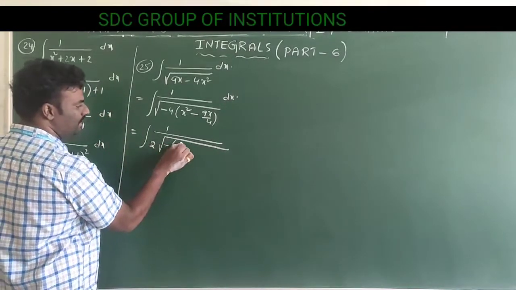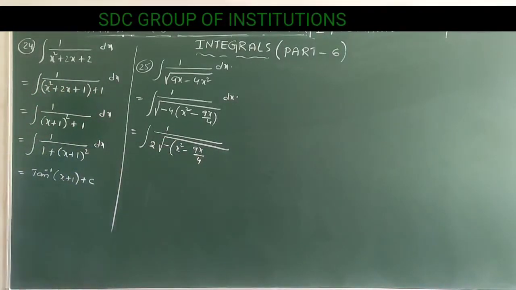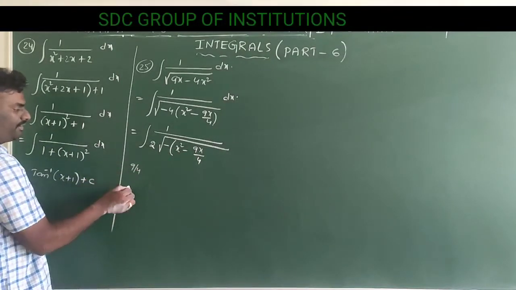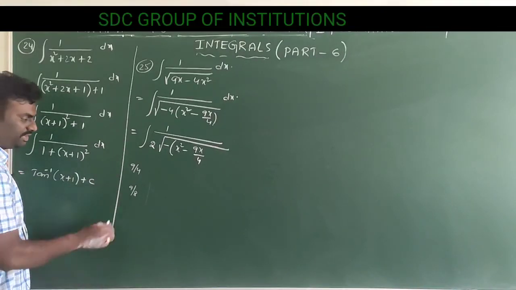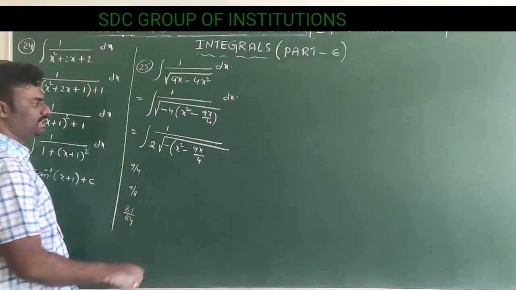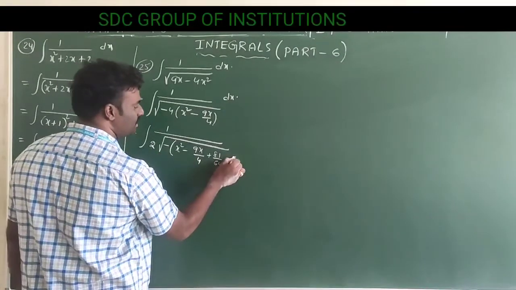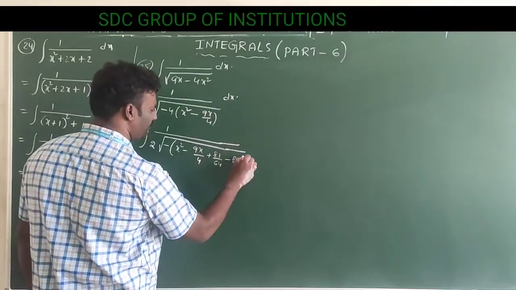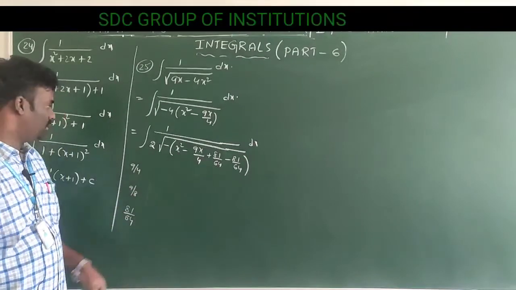Now x square minus 9x by 4. For this we need to add one value, subtract one value. What is the coefficient of x? 9 by 4. Half of 9 by 4 is 9 by 8. Square of this is 81 by 64. That's why I am adding 81 by 64 and subtracting 81 by 64 dx. In place of this, I can write a minus b whole square.